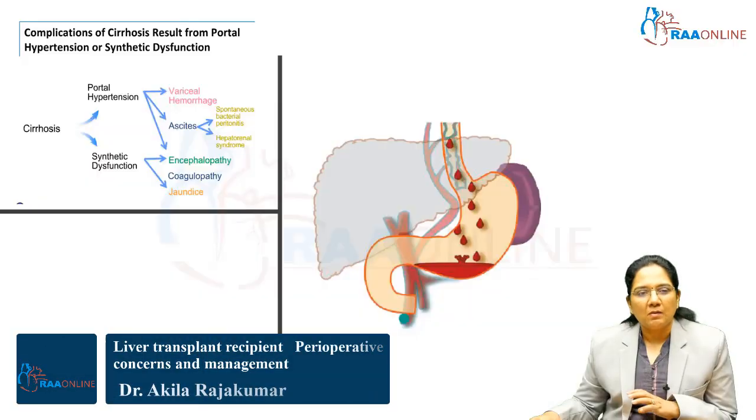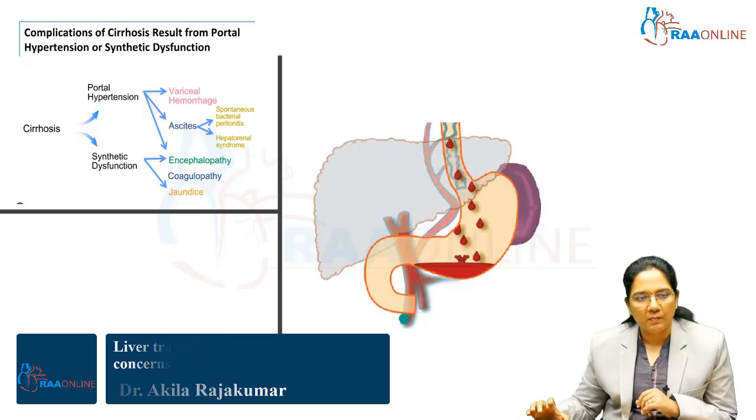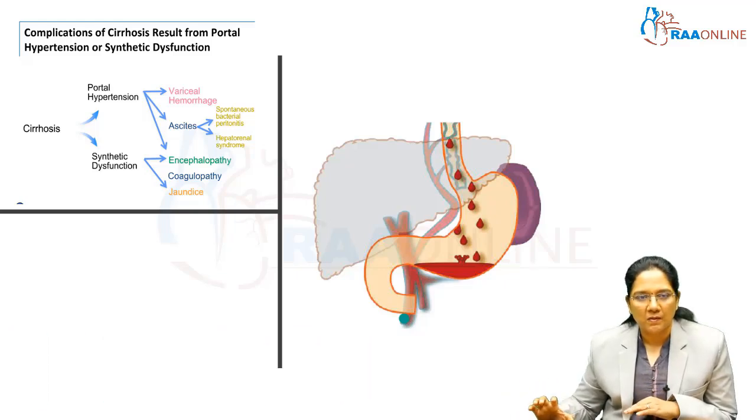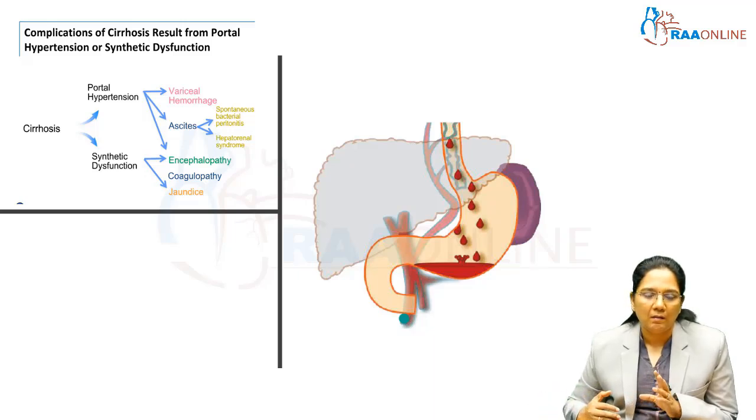So what happens in cirrhosis? We have portal hypertension and all manifestations associated with portal hypertension, and you have synthetic dysfunction. Because of portal hypertension, you have collaterals which lead to variceal bleeding. It can be UGI bleeding in different forms. They also have ascites and all associated complications with ascites.